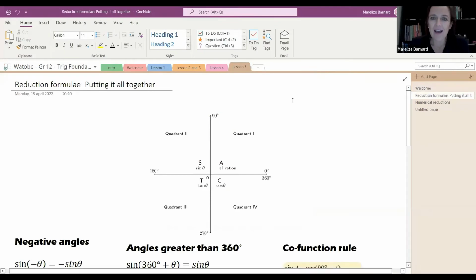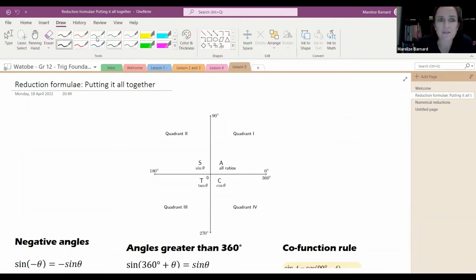So this is just a quick summary of everything we've learned when it comes to reduction formula and the Cartesian plane. Just have a quick look there and remind yourself again of the Cartesian plane and of this CAST diagram, all stations to Cape Town. We said in the first quadrant, all ratios are positive.